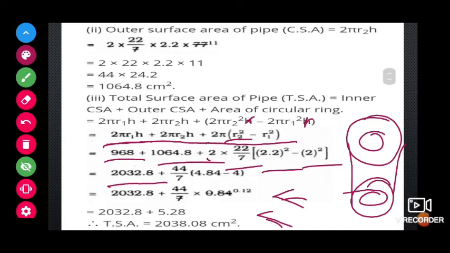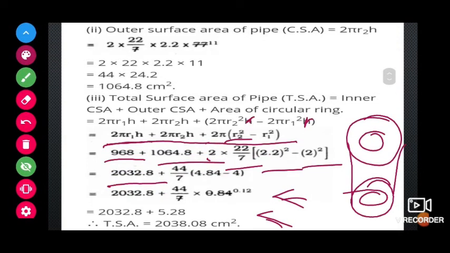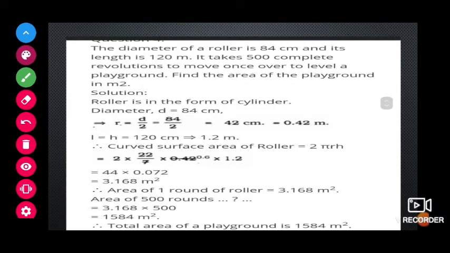Okay, now 2 into 22, 44 by 7 into 4.84 minus 4. We will get 44 by 7 into 0.12. If we cancel with the 7, we will get 2032.8 into 5.28. Totally, if we add, we will get 2038.08 centimeters square. That's it. Next, children, question number 4.